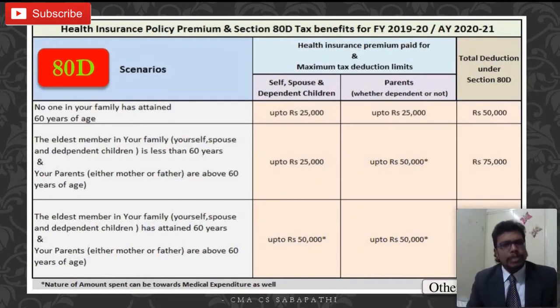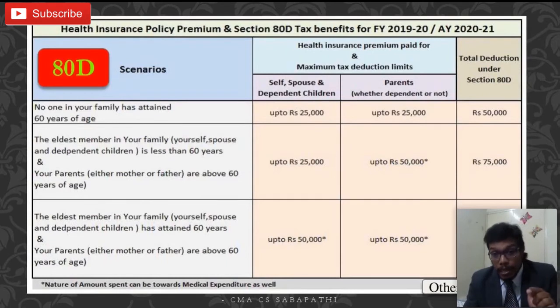Okay, sir, my parents are in a foreign country. Can I avail? Yes, you can avail, but limited to 25,000 only. You cannot avail whatever benefit is extended to the senior citizen. But as normal parents, you can avail up to 25,000. Your parents are in a foreign country, you are paying a premium in their name. In that case, you can claim 25,000.